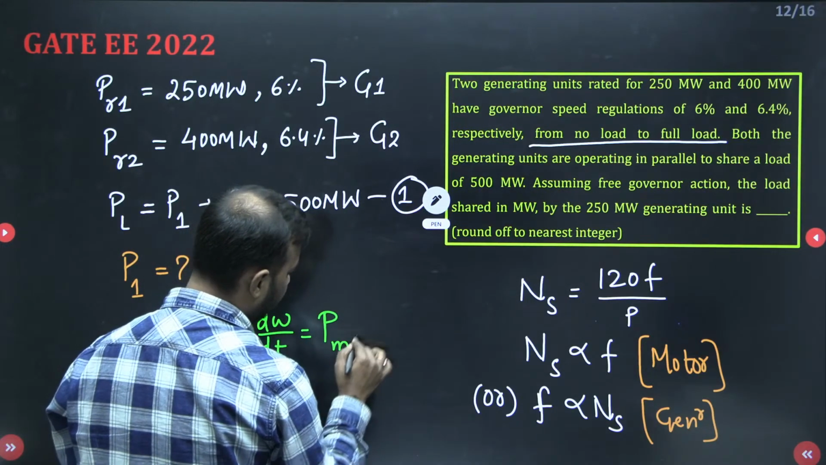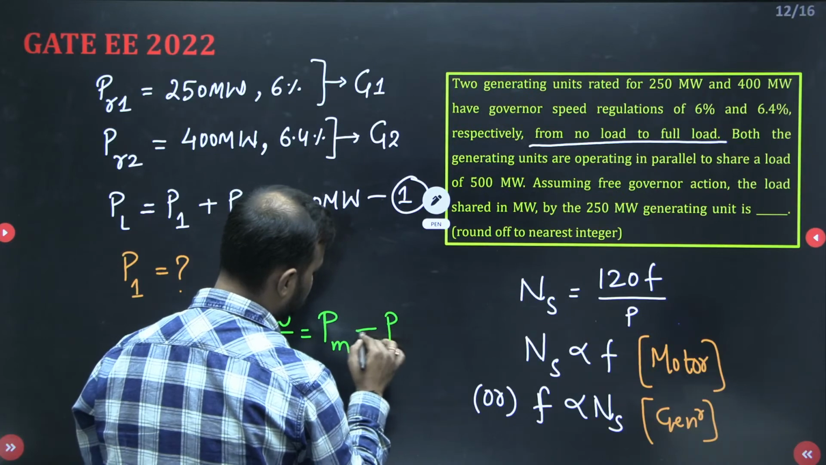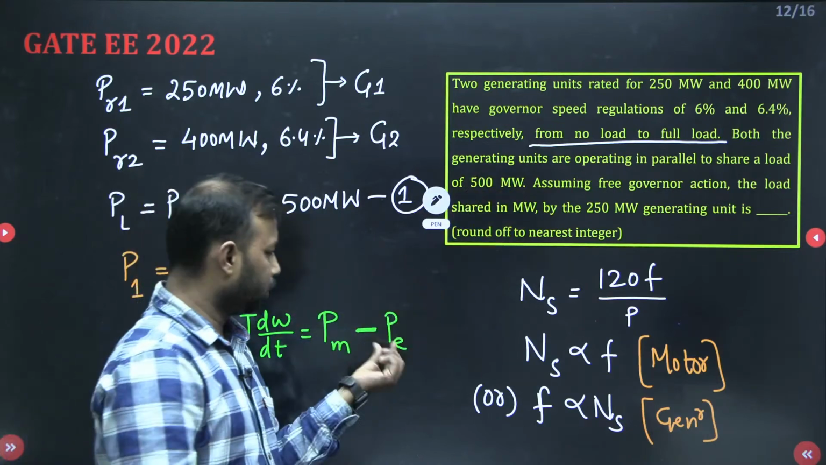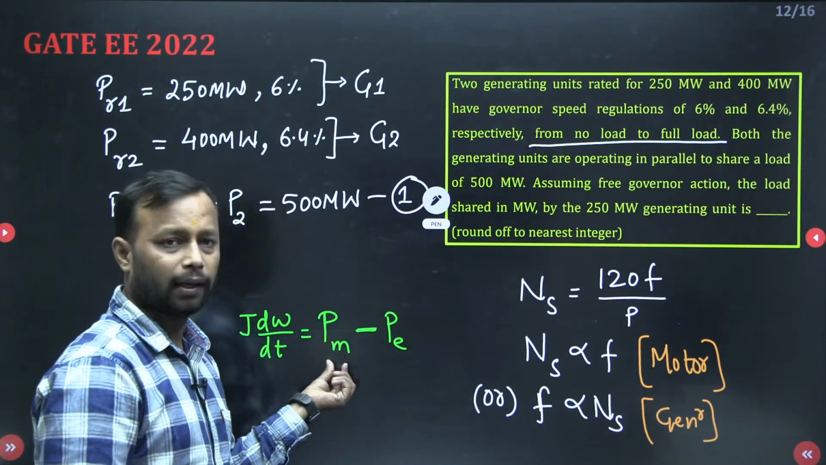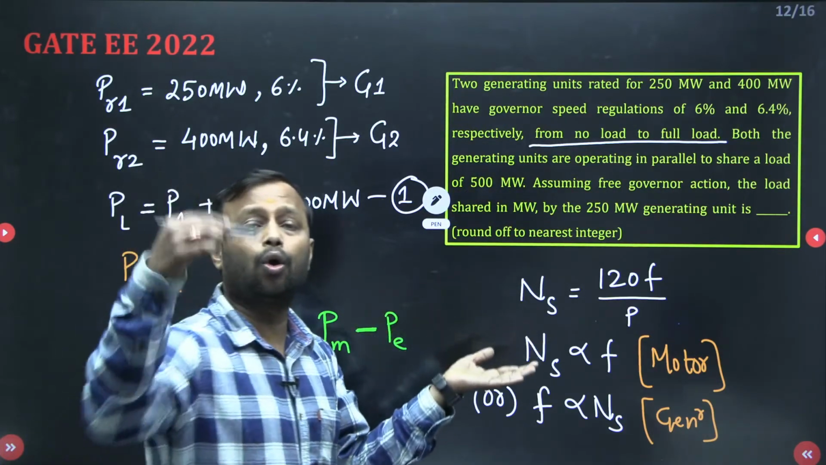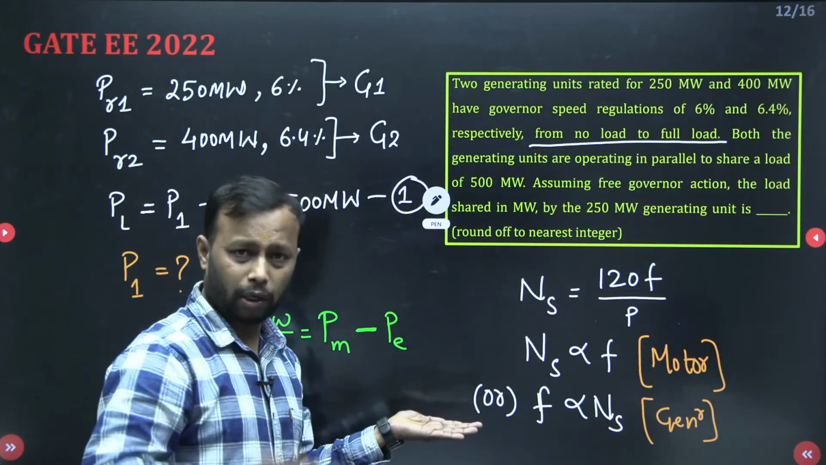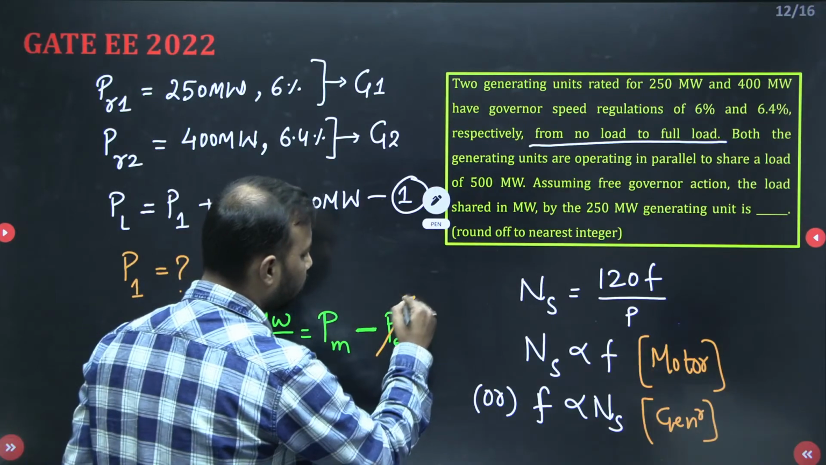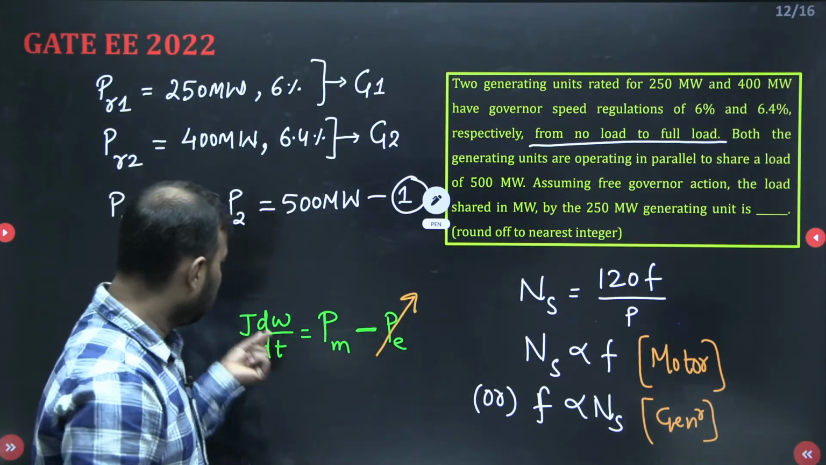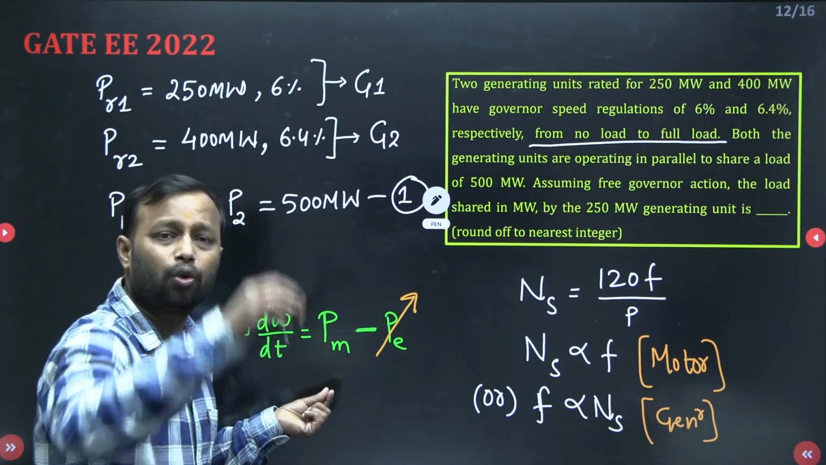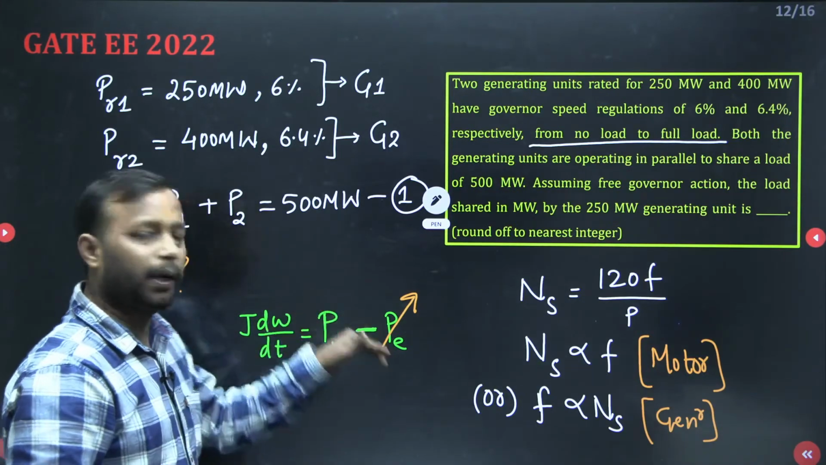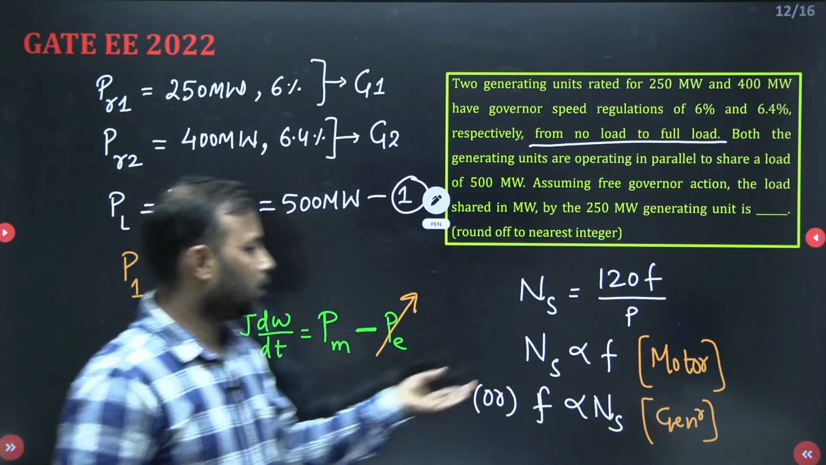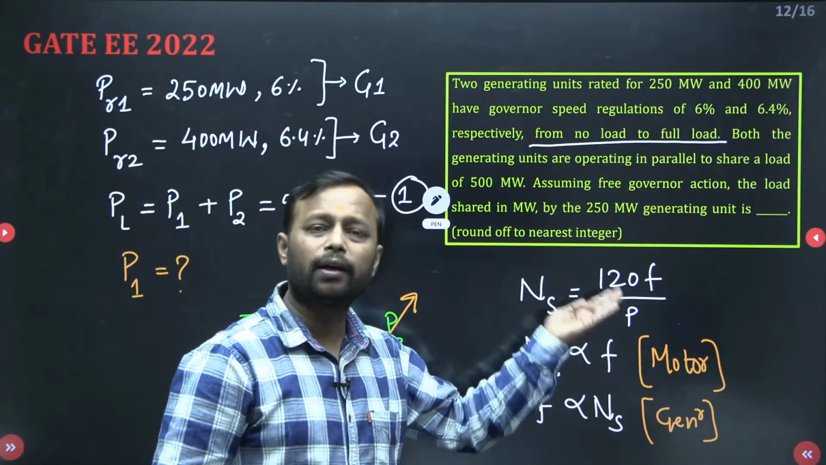This is mechanical power minus electrical power. Since this is a generator, this will be your output, this will be your mechanical. Now, when you give the load on the generator, what does it mean? Your electrical power is going to be increased. So when electrical power is increased, it means the speed is going to be decreased. And if the speed is decreased, then the frequency is also going to be decreased.